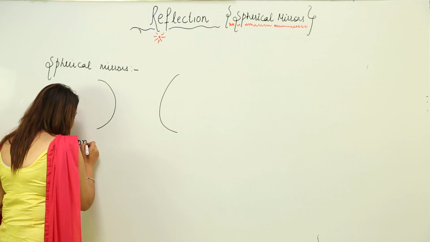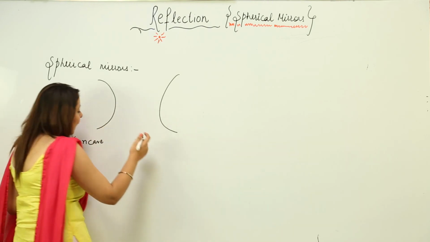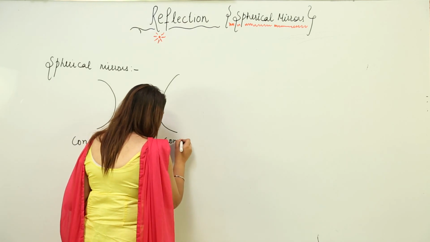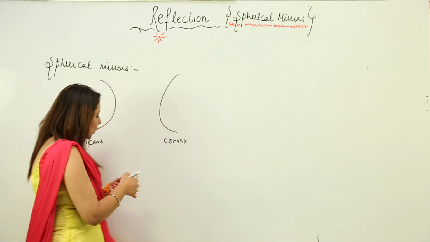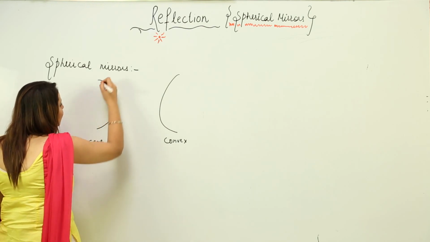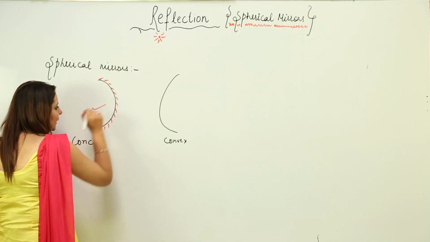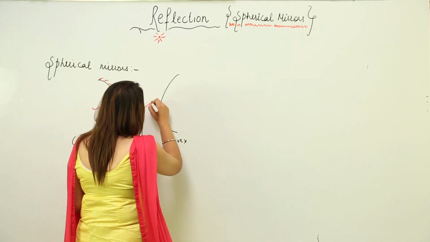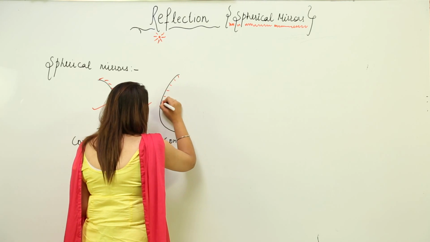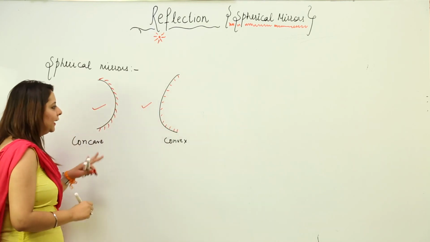This is called concave. You can relate it with the upper side of the spoon. And this is called convex. So concave is that in which the reflection occurs from the inner side, and this is a polished surface. Reflection occurs from this side. And here the reflection occurs from this side, and this is a polished surface. So this is the convex one.